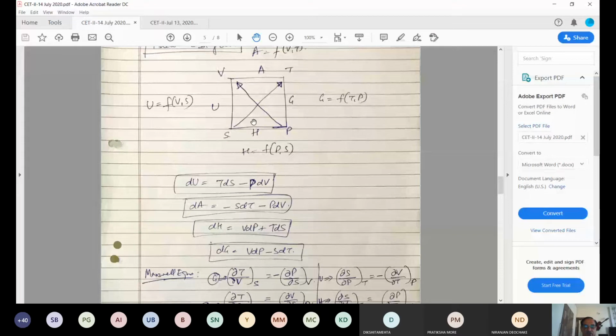And the coefficient is whatever is diametrically opposite: temperature for ds, pressure for dv, entropy for dt, and pressure for dv. That's what it is saying.